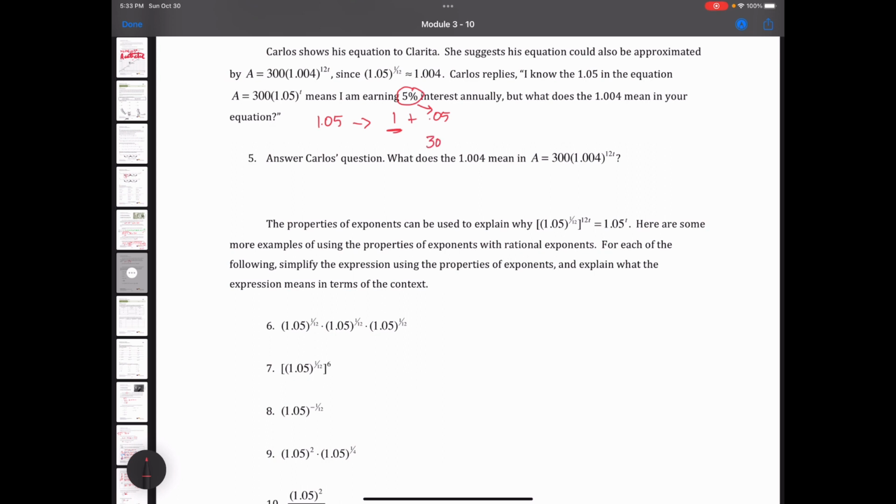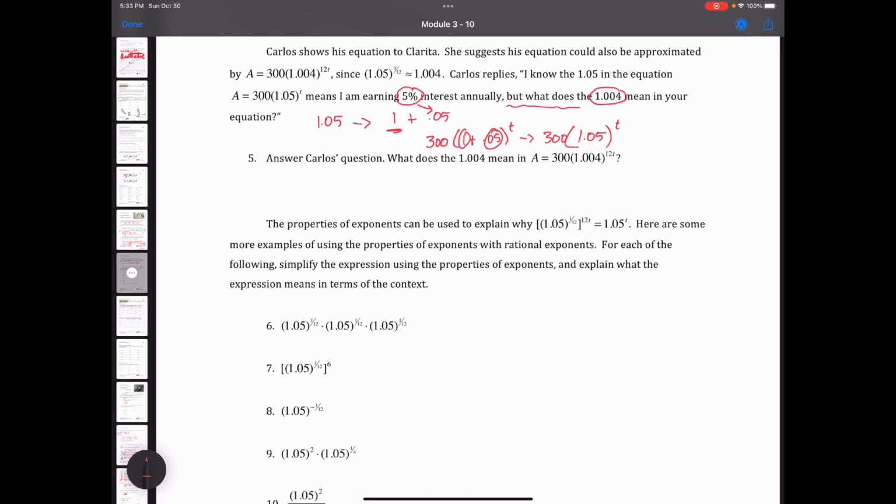So we could also say the equation is 300 times (1 plus 0.05) raised to the t, because then you can see this is the entire last year's end value, and this is the percentage that we are gaining for interest in the following year. It's just simpler to combine them as 300 times 1.05 to the t, so we just go ahead and do that. But now the question Carlos asks is, what does the 1.004 in your equation mean?